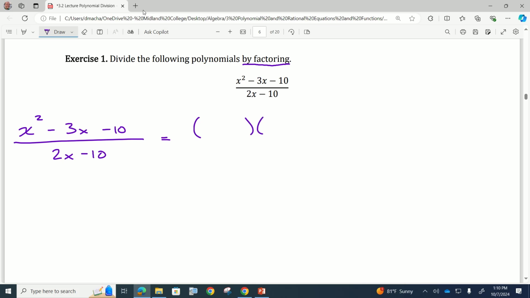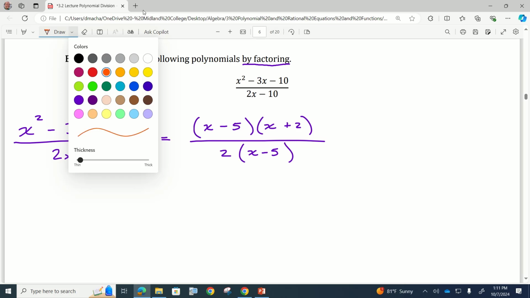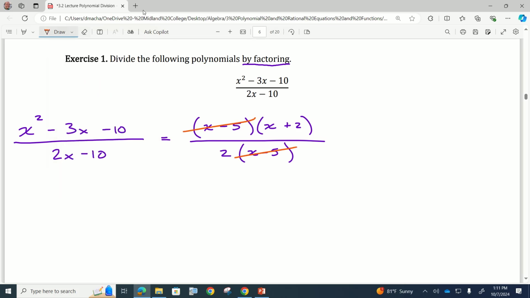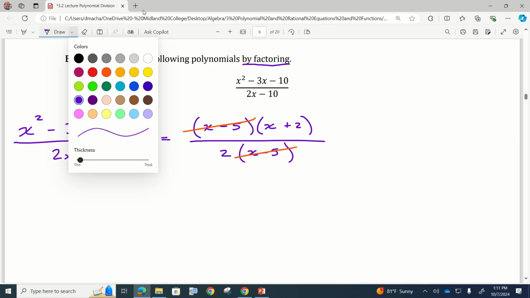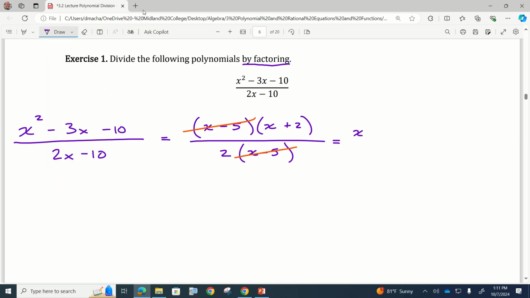And the numerator factors as what? X minus 5 and x plus 2. Very good. X minus 5 times x plus 2. And the denominator factors as 2 times x minus 5. So here, I notice a common factor between my numerator and my denominator. So I can simplify just by canceling out that common factor. And after canceling, I get x plus 2 divided by 2.